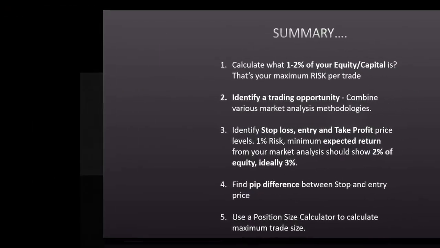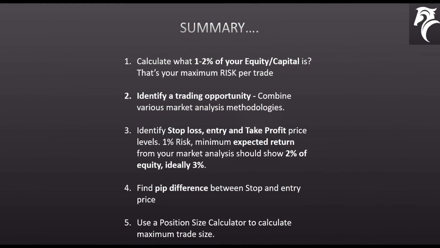So just to summarize all of what we've just learned, the first thing we do is calculate the maximum risk that we can take per trade. We calculate what maximum 2% of our equity capital is, and that notional figure is the maximum we can risk. Once you work that out, you can then identify a trading opportunity using and combining various market methodologies such as technical analysis or fundamental analysis, looking at the economy and having your view.